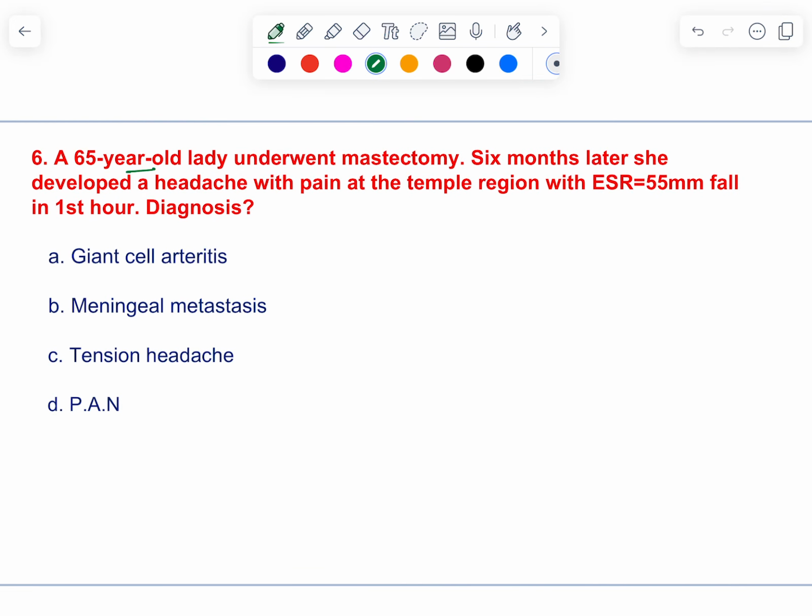So you see the next question. We have a 65-year-old lady who underwent mastectomy. 6 months later, she developed headache with pain in the temple region with ESR 55 mm in the first hour. That means it is very high. What is the diagnosis? Giant cell arteritis, meningeal metastasis, tension headache, polyarteritis nodosa. Now, the entire clinical picture: the age of the individual is 65 years, female, the individual is having the headache in the temple region, and the ESR is elevated. So all these points are suggestive of giant cell arteritis.